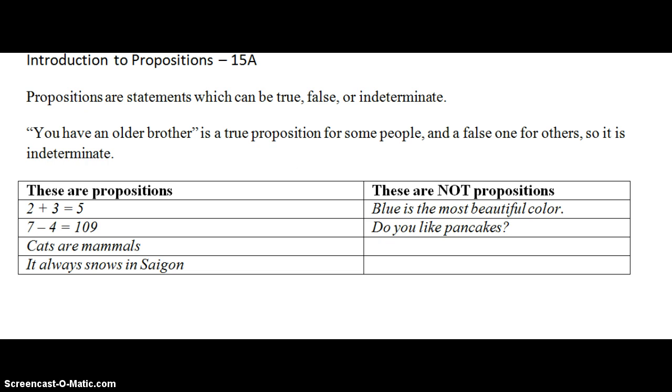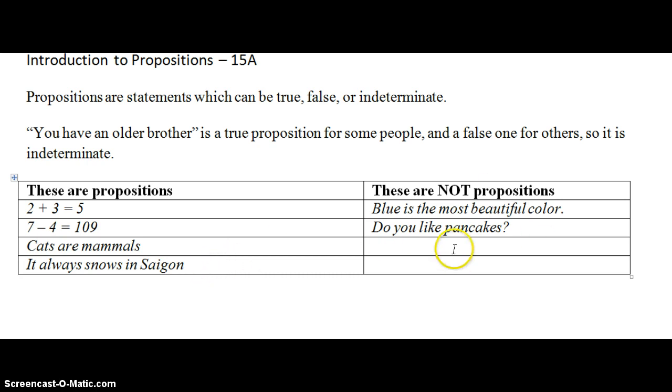Propositions don't have to be true to be propositions. 2 plus 3 equals 5. That's true. 7 minus 4 equals 109. That's false, but this is still a proposition. Cats are mammals. It always snows in Saigon. So this is true. This is false.